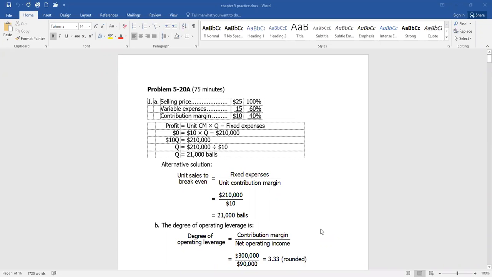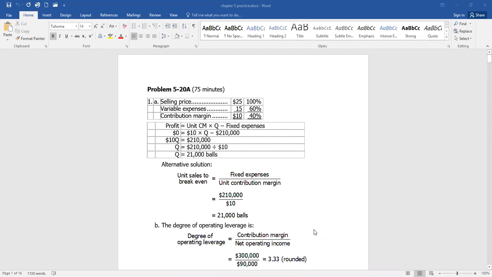So in this presentation, we're going to be looking at various problems at the end of the chapter, starting with problem 5-20A, which is on page 231, bottom of the page.